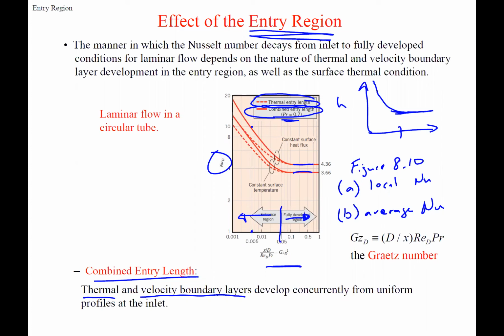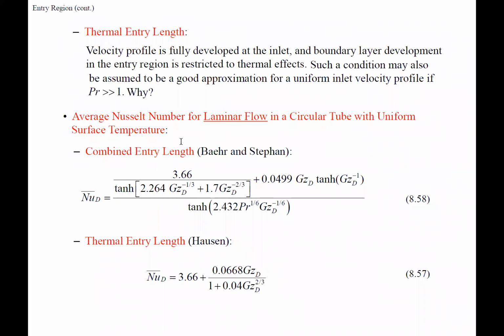Okay, so they're both developing at the same time. So then we have this condition of these solid lines here. The thermal entry length line, these dashed lines, are the situation where the hydrodynamic, the velocity, is fully developed, but the thermal is developing. And what we can do is we can do this for Prandtl numbers that are much greater than 1. We can use and just look at the thermal entry lengths.